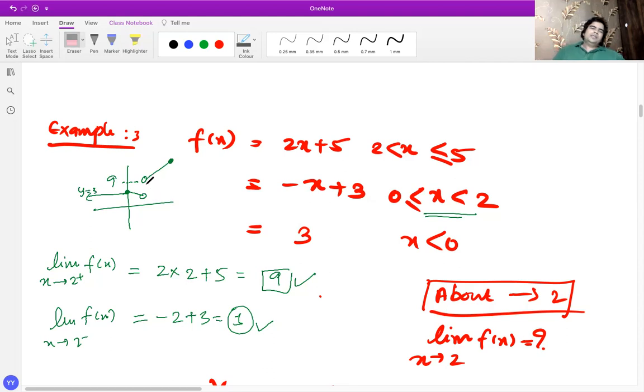So now I can clearly see that there is a jump in the function and jump in the value, so the limit does not exist here. You can't estimate the y value around that point. In simple terms, that's what you can say.